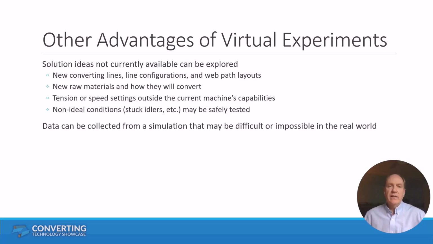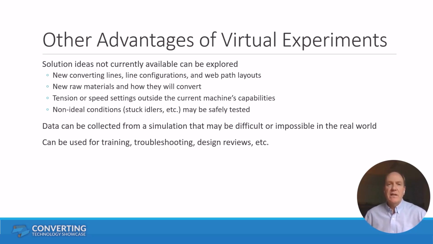Data that can be collected from a simulation may be kinds of measurements that you can't even do in the physical world. It may be practically too expensive to, say, measure web tension in every web span, but you can do it in a model. And so certain outputs are easier to get perhaps in the model than in reality. You can use these experiments for training, for troubleshooting an existing process, for doing design reviews of a new machine, etc. Lots of different purposes.